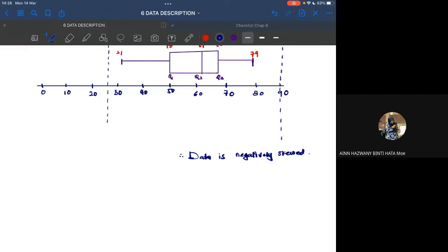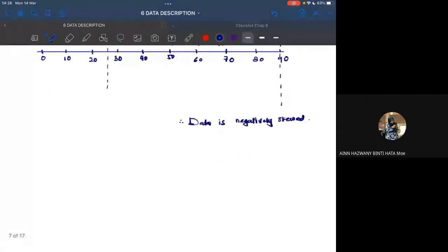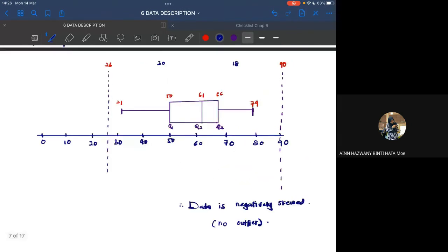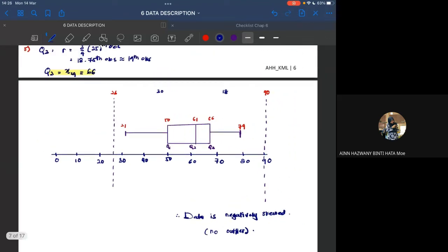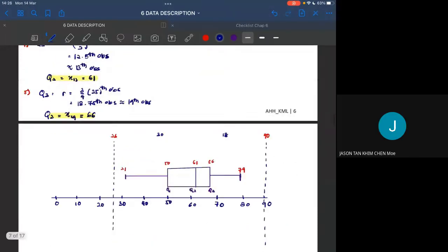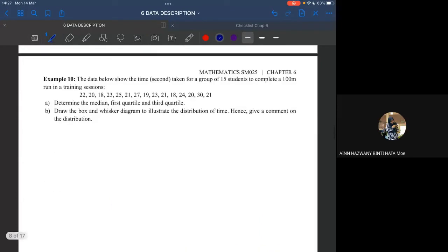Okay, ada satu lagi benda yang kita akan jumpa dekat dalam box and whisker plot ni, which is kita akan tahu tentang outlier. Okay, so dekat sini no outlier. Okay, so what is outlier? Kita akan tengok dekat next example. Jelas macam mana nak buat? Jelas, Miss. Alright. So let's go to the next example here.